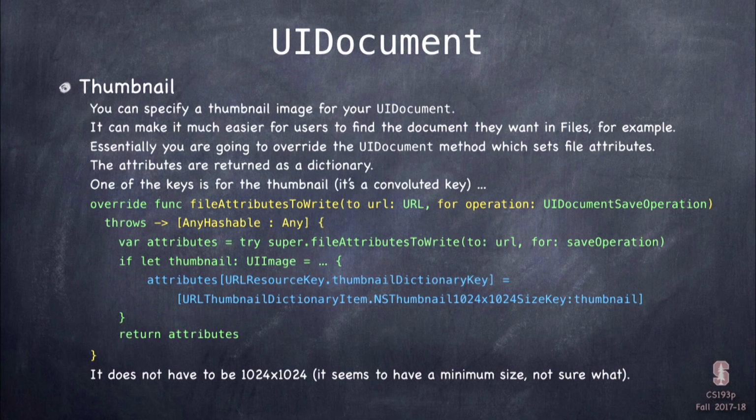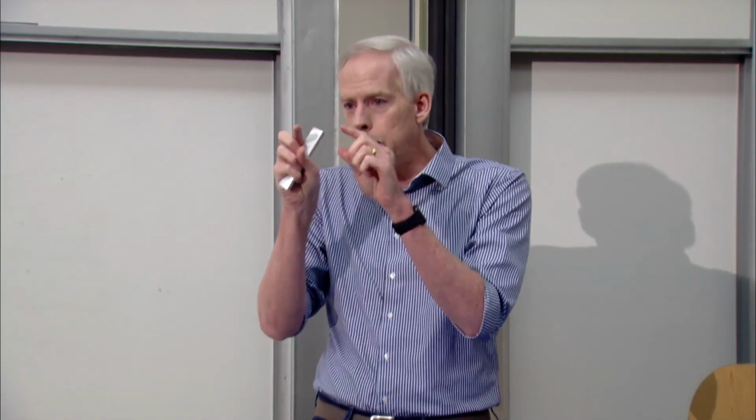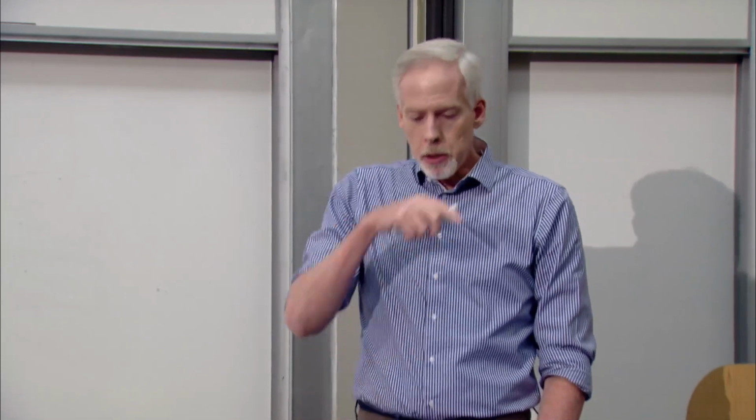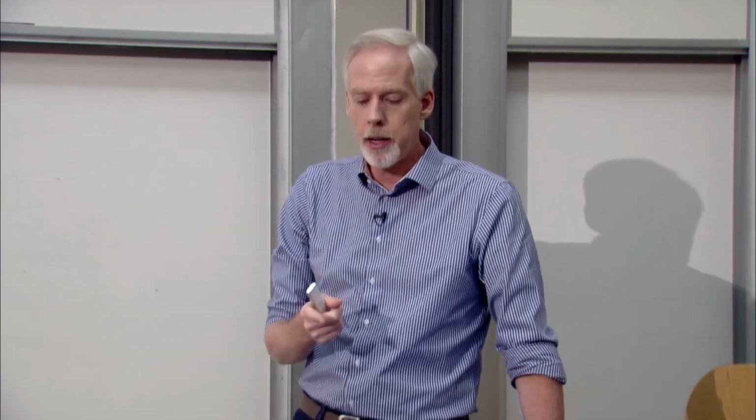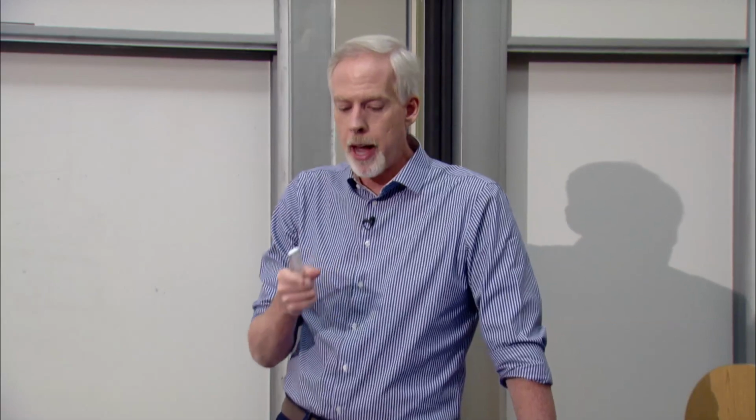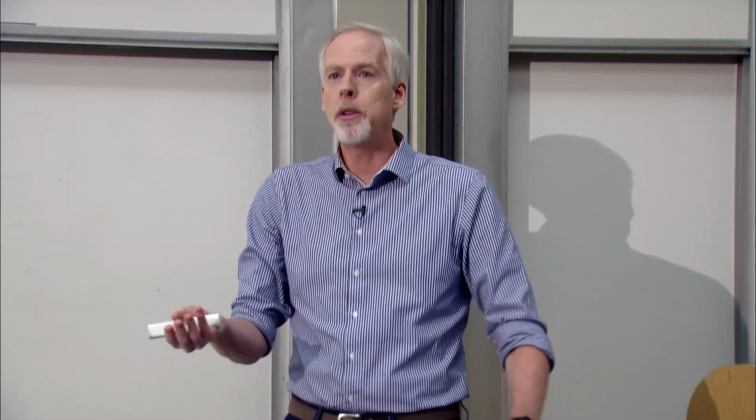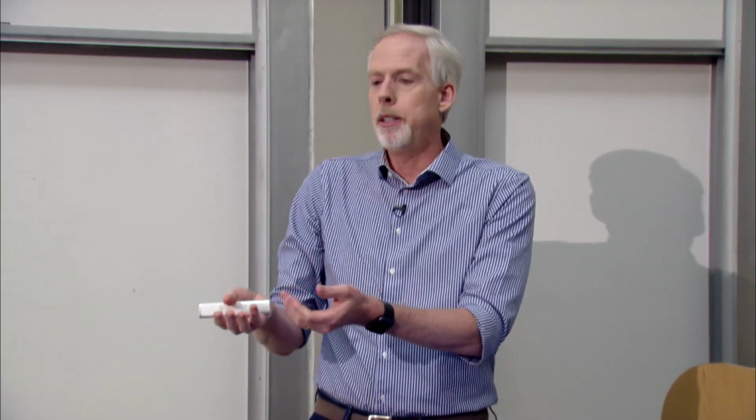Okay, this is a really powerful way to make it easy for users to find which document they want. Because imagine Emoji Art, you do some nice art, and it makes a little thumbnail of it, so you can actually see the document before you open it in the file system. It's like the icon of the document. And to do that, all you have to do is override this UIDocument method called fileAttributesToWriteToURL forSaveOperation. This is normally just going to return a dictionary of the file attributes, like is this file hidden, things like that.